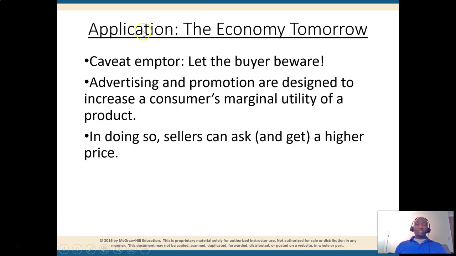So this is just a couple of additional elements. Advertising and promotion help the consumer increase the marginal utility. It means that if you see a lot of advertising on TV, telling you to buy this big screen TV, you say, oh, I need to buy this big screen TV. So it kind of increases your demand.